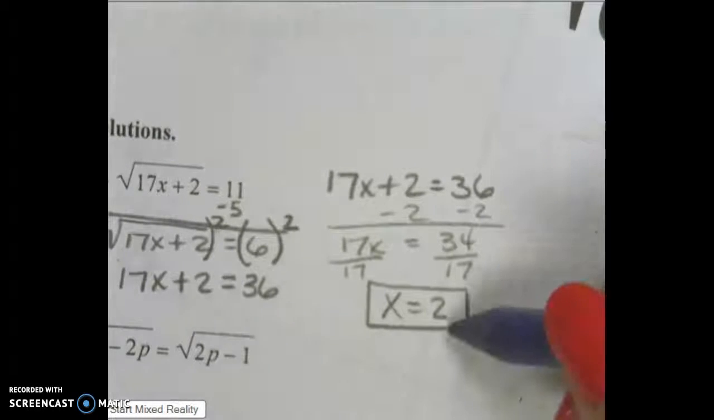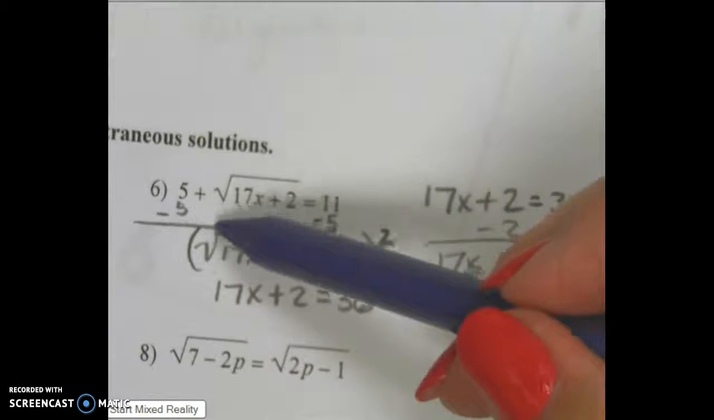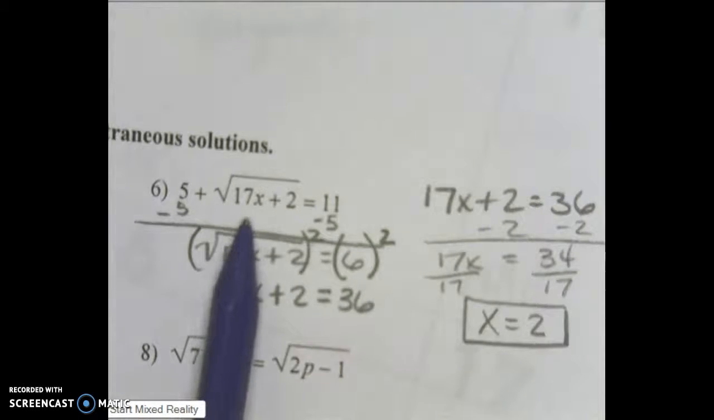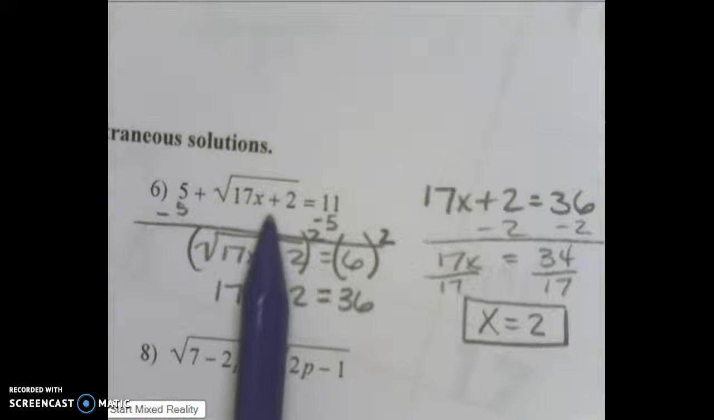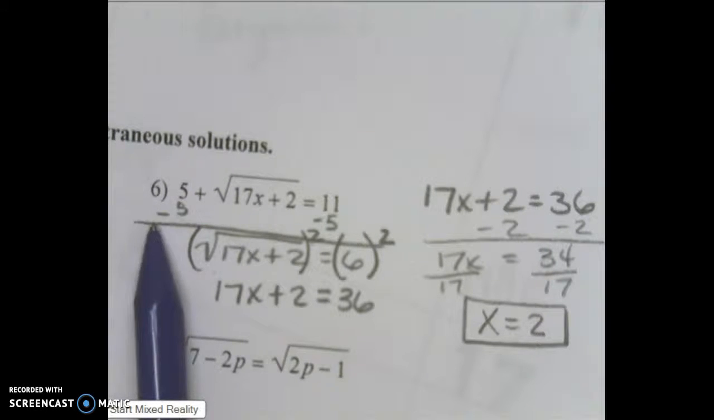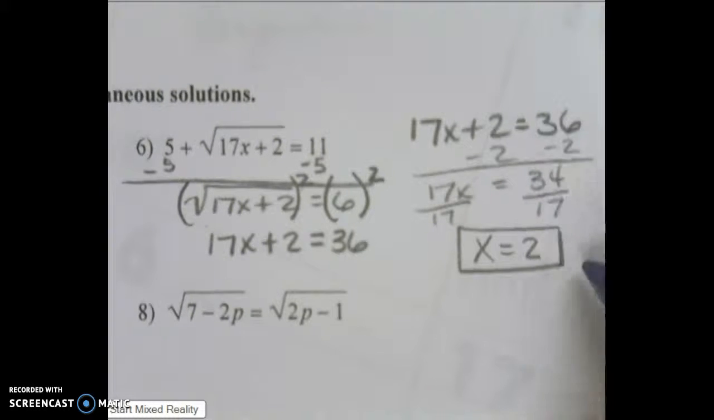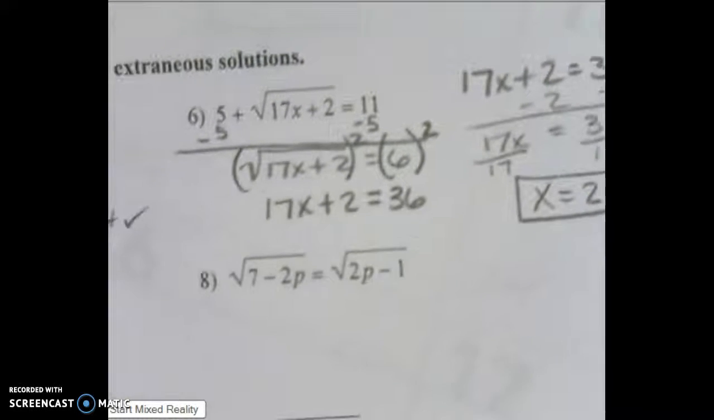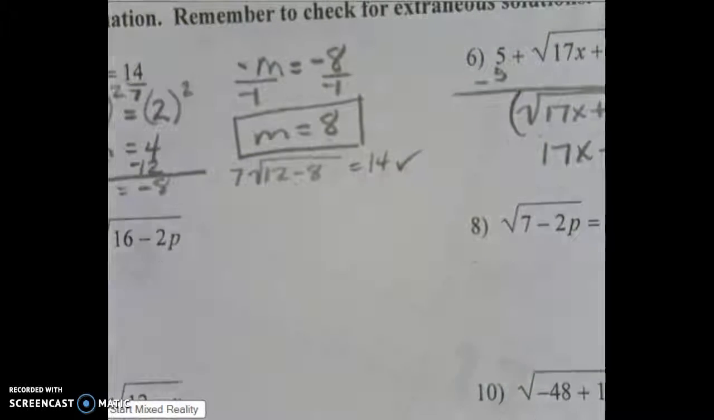I take that and plug it back into my original equation. 17 times 2 is 34, plus 2 is 36. The square root of 36 is 6, plus 5 is indeed 11. And so my answer checks. Let's go to problem number 7.